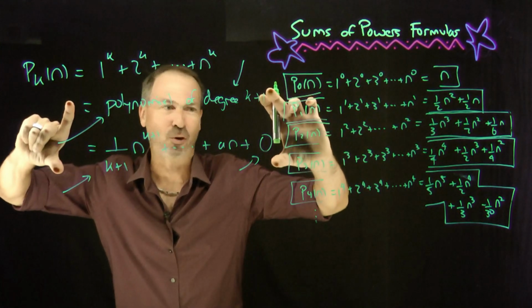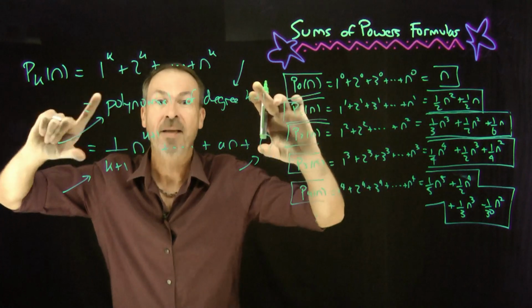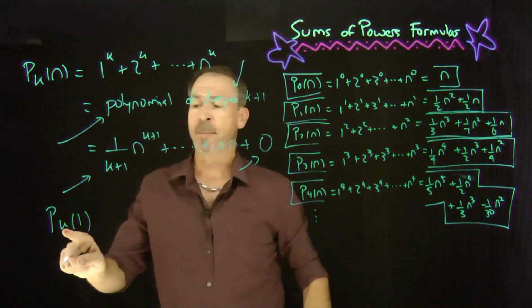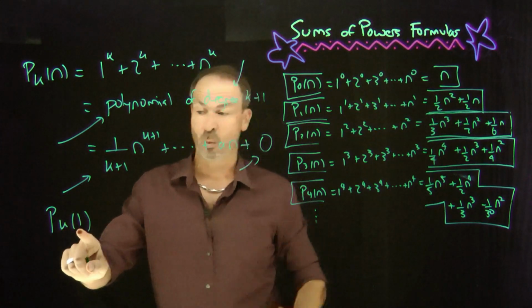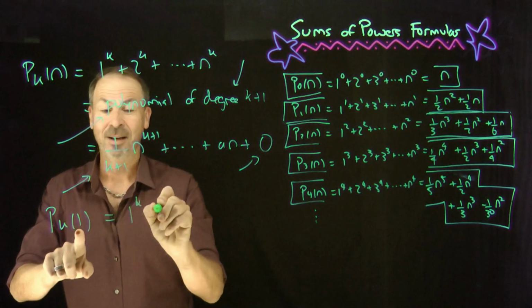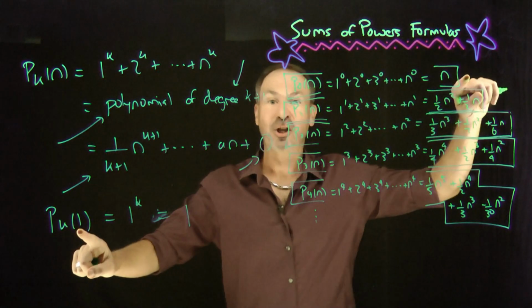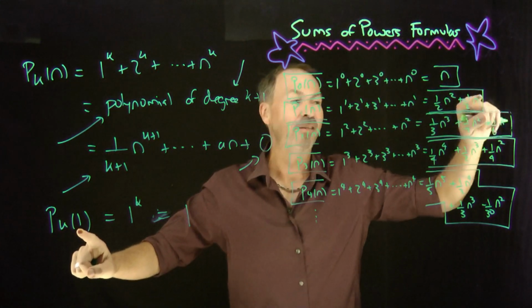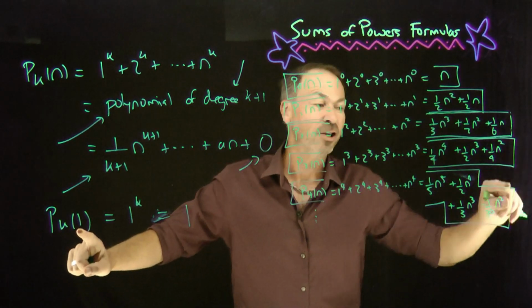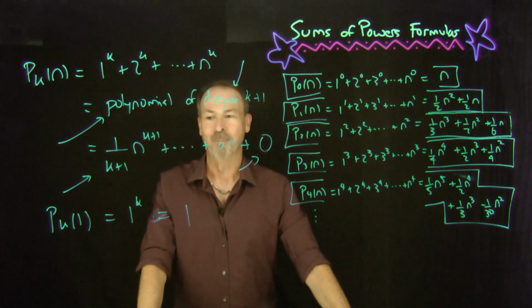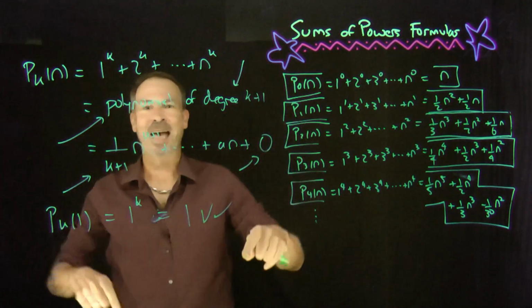If all that's going on here is actually true, then it follows that P_k of 1, that is the sum of all the kth powers from 1 up to 1, would have to give the answer 1 to the k, which is 1. So if I put 1 in this formula, I should get 1. If I put 1 in this formula, I should get 1. Should get 1. The only way I get 1 is if all the coefficients actually do add up to 1. So that will follow logically from that.